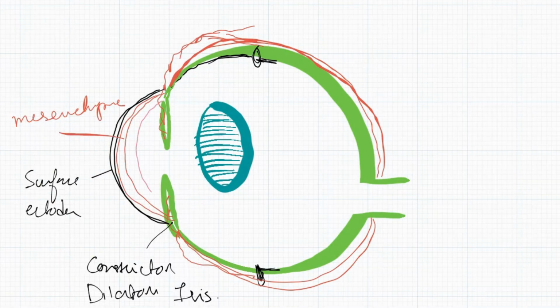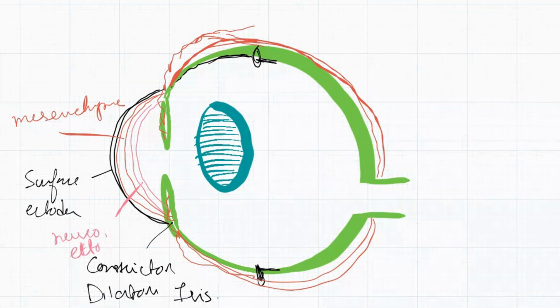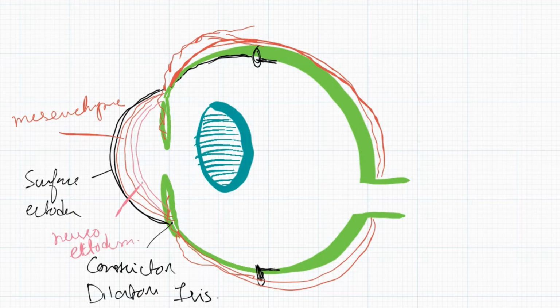The descemet is formed from the neuroectoderm. And the descemet is formed by the endothelium of the cornea.